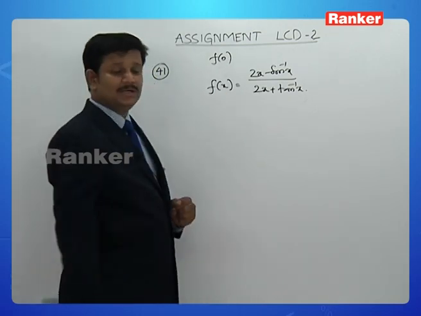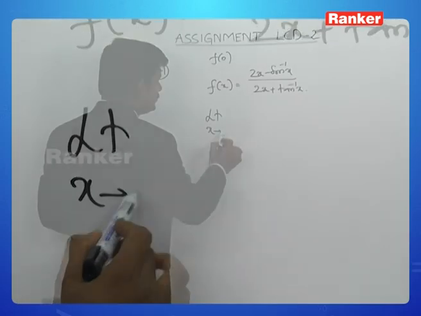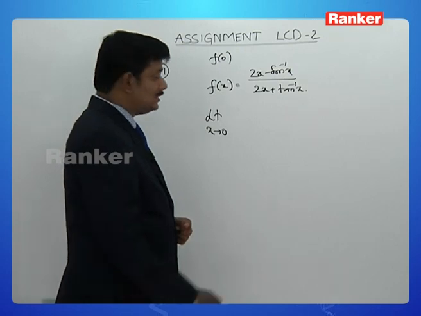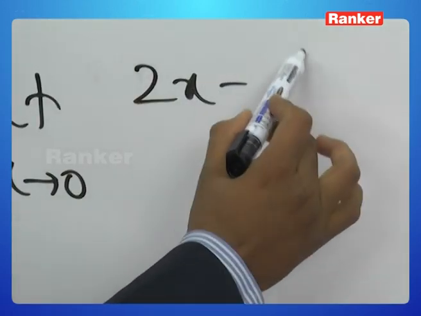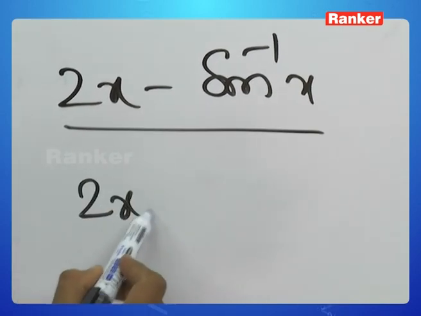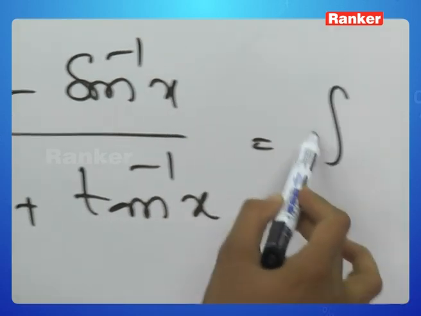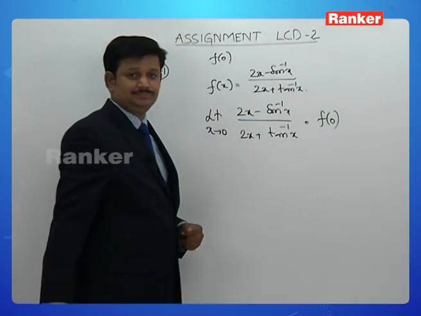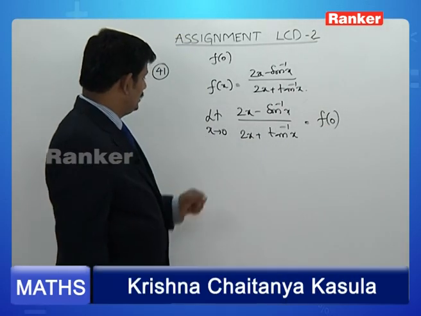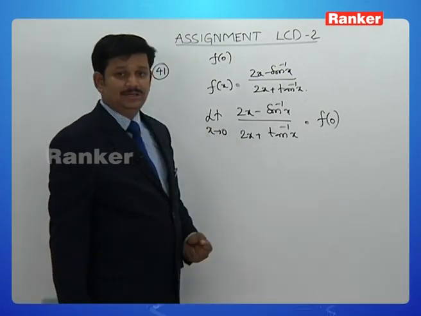So, for the function to be continuous at 0, limit x tending to 0 of f of x, that is limit x tending to 0 of (2x minus sin inverse x) divided by (2x plus tan inverse x), needs to be equal to f of 0. Now, let us evaluate this particular limit.